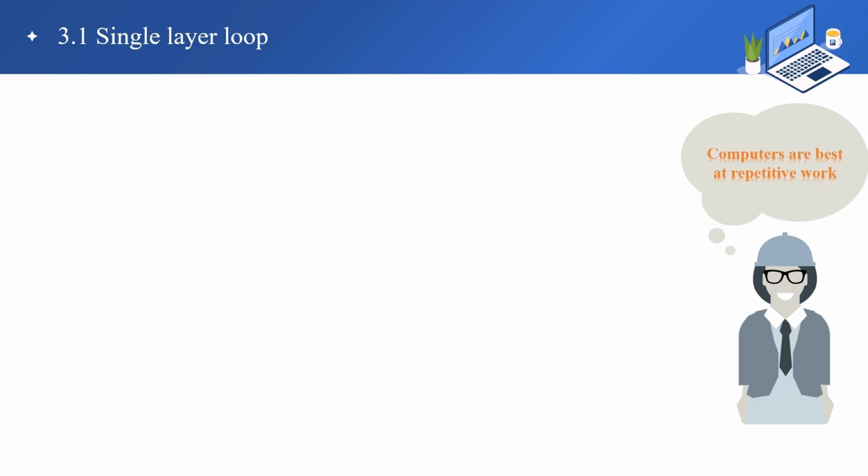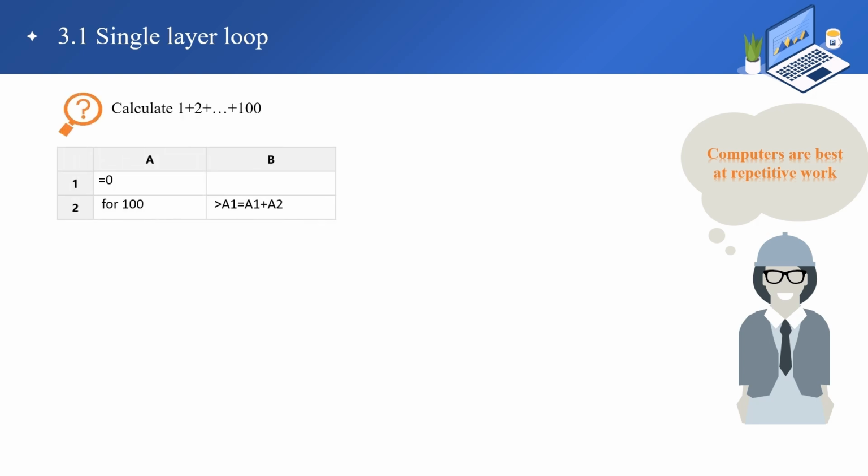In fact, what computers are best at is repetitive work, that is, to execute the same code over and over. Obviously, we should not copy the code repeatedly, which requires the ability of the program language to loop. Let's calculate the sum of the numbers 1 to 100. Only 2 lines are okay. After the program is executed, the A1 value becomes the answer we want, 5050.